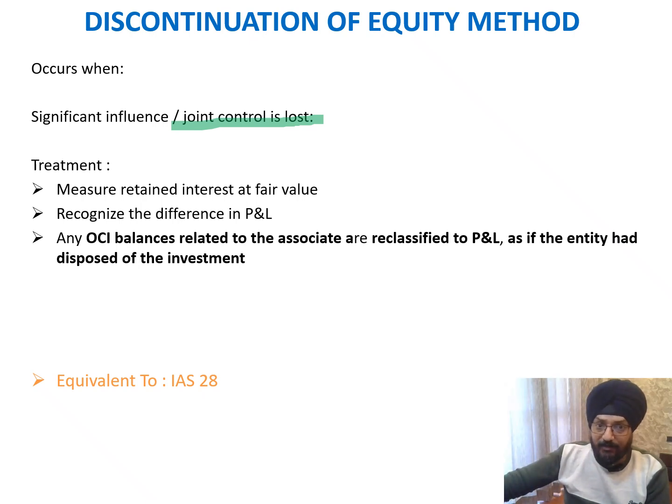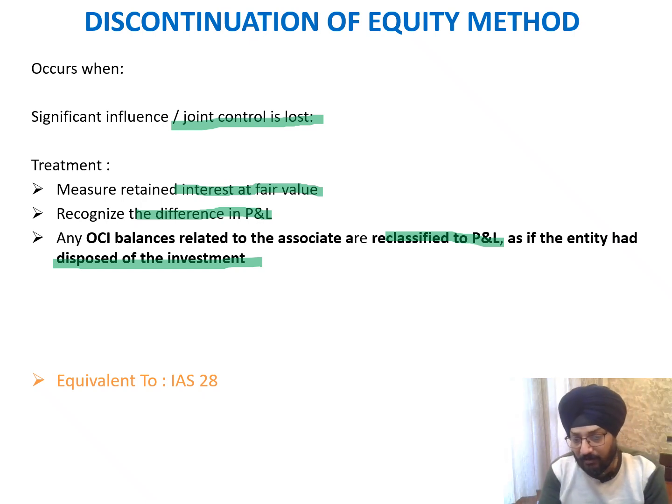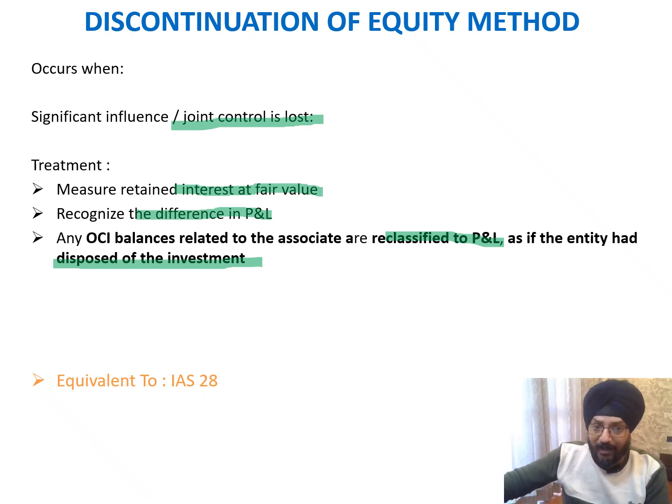Measure the retained interest at fair value. So whatever value we have for the percentage of the investment, we are going to measure at fair value. We have to recognize the entire difference in the P&L. Any OCI balance related to the associate is reclassified to the P&L, as the entity has disposed of the investment. Which means that whatever differences there are in the final carrying amount have to be reclassified to my P&L, and we have to change the treatment and the method. From the equity method, it will now be accounted for at fair value, and this treatment is absolutely aligned with IAS 28. So we'll move to the final slide, which has the disclosure and the comparison with IAS 28.